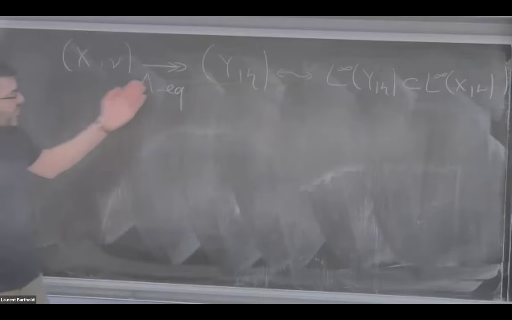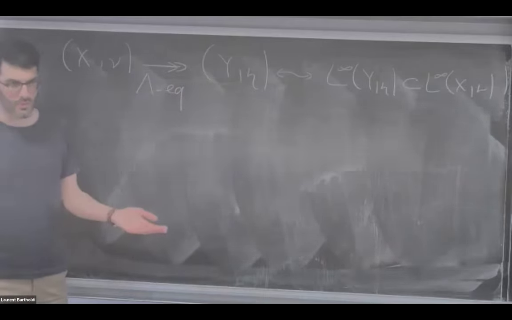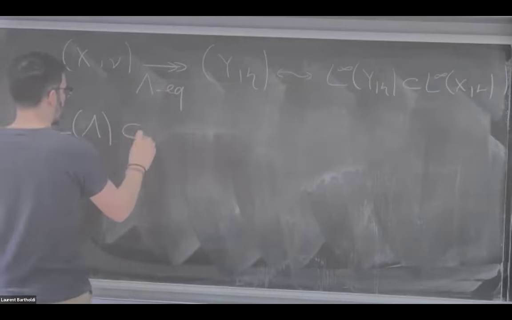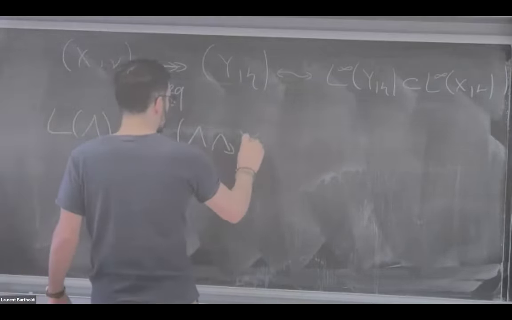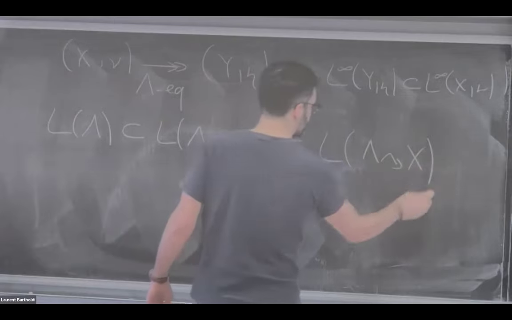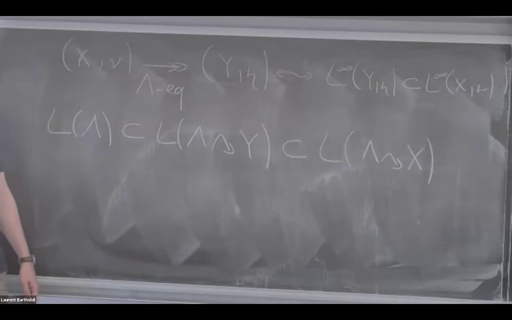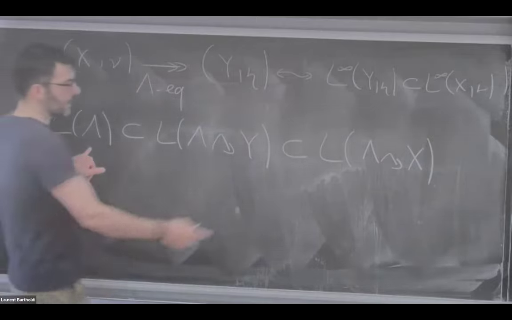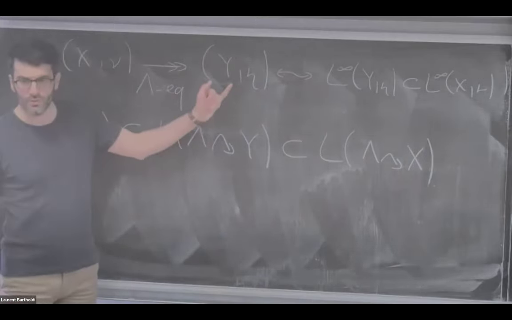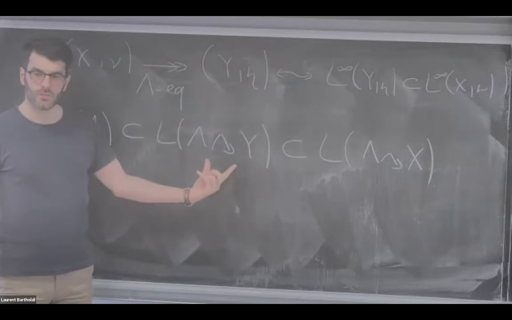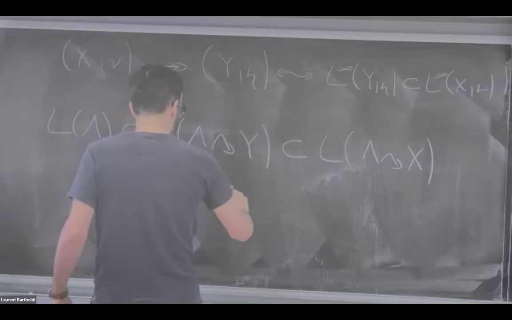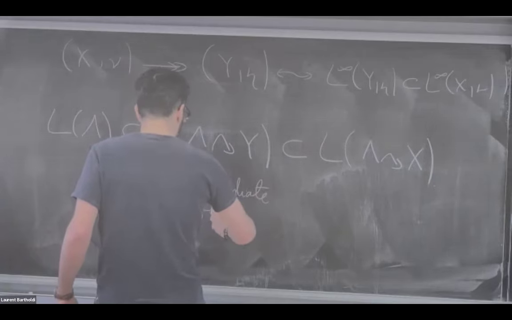And because the quotient is lambda equivalent, we can also do this at the level of the fundamental algebras, and what we have is an inclusion. So we have L of lambda sitting inside L of lambda acting on Y, and inside L of lambda acting on S. Lambda acting on S was my initial data. Then I noticed that if I have a lambda quotient, I have this intermediate fundamental subalgebra inside.